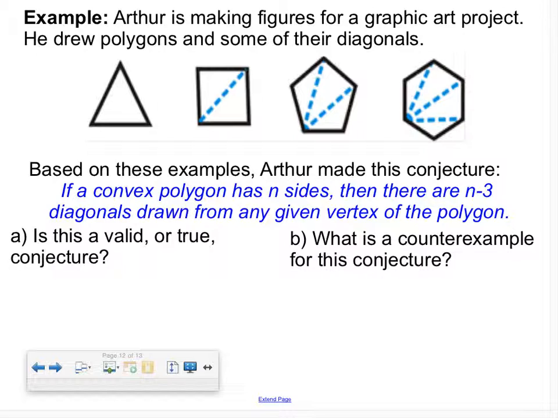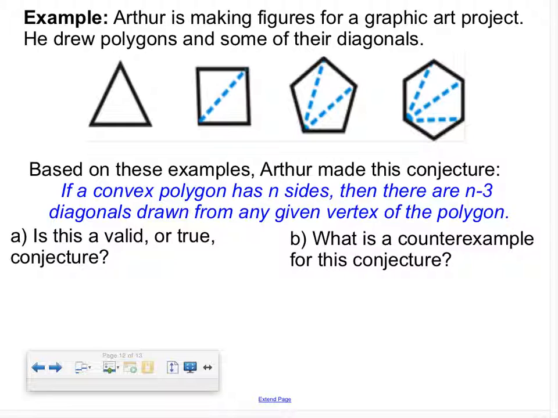Another example, Arthur is making figures for a graphic art project. He drew polygons and some of their diagonals. Based on these examples, Arthur made this conjecture. If a convex polygon has n sides, then there are n minus 3 diagonals drawn from any given vertex of the polygon.